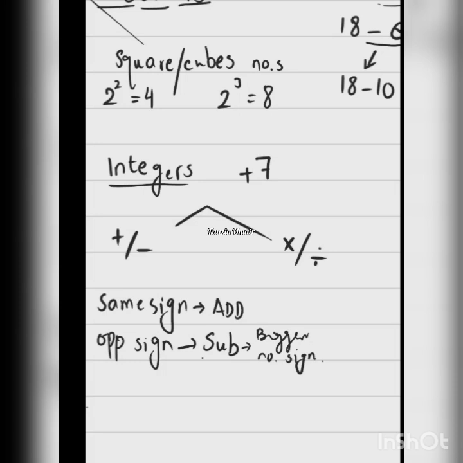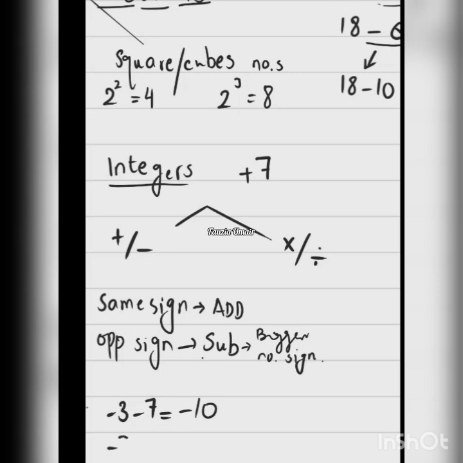So now let me quickly ask a few questions, and you need to answer me one by one. So let's say -3 -7. What will be the answer? Let's say Marosh, -3 -7. What is the answer? -10. So we are adding the numbers and the sign remains the same.